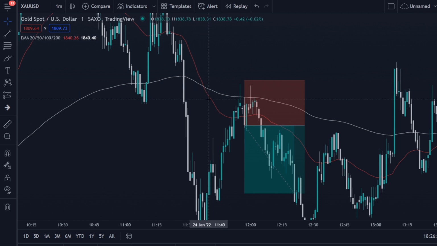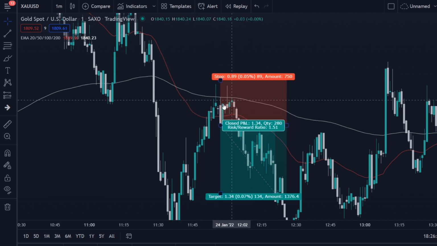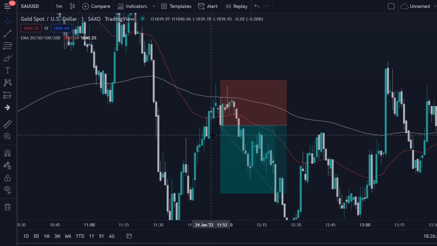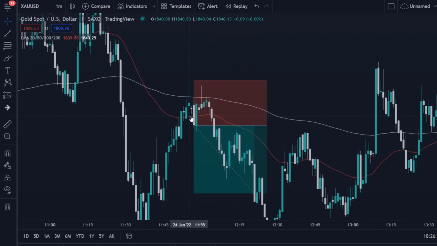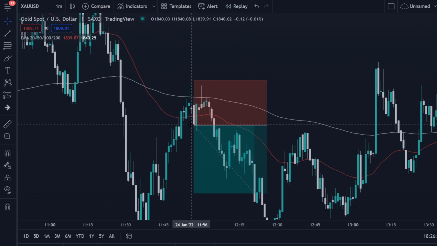We see the 50 crosses the 200, so now we're only looking for sell opportunities. Okay, so the price crosses the 50. We also call this a pullback. And then when it closes below the 50, as you can see, this gray candle is also a sell candle, a bearish candle, and it closes below the 50, because now we're only looking for sell opportunities.